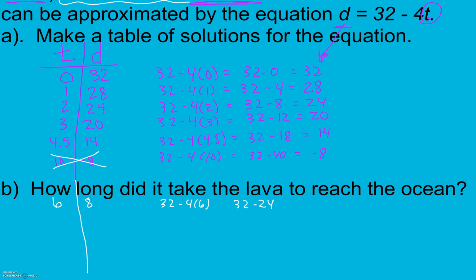Which is 8, which means I'm getting closer. I'm trying to get my distance to be 0. I don't want it to be any miles away from the ocean. I want it to be there, so I want that distance to be 0. So I'm closer than I have been, but I know I can't go to 10. That's too far. 6 is closer than 4.5, which is closer than 2, which is closer than 0. So we could try 7, we could try 8, we could try 9, somewhere in between 6 and 10.